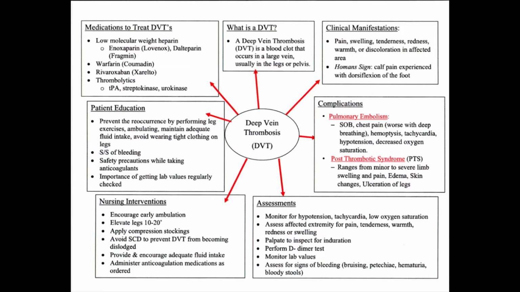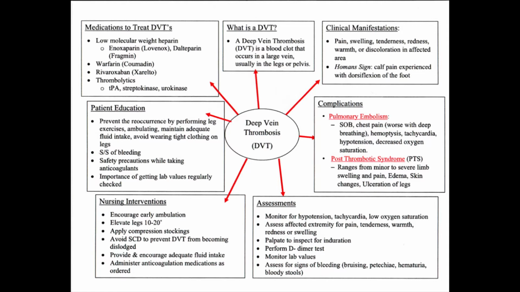It's really important to assess this patient for hypotension, tachycardia, and their oxygen saturation to prevent a pulmonary embolism from occurring. It's also really important to assess the affected extremity for any pain, tenderness, warmth, redness, or swelling, and then compare that affected limb to the other limb. That way you have a reference of what it normally looks like. You want to palpate to inspect for induration, which helps locate where the blood clot is in the vessel.